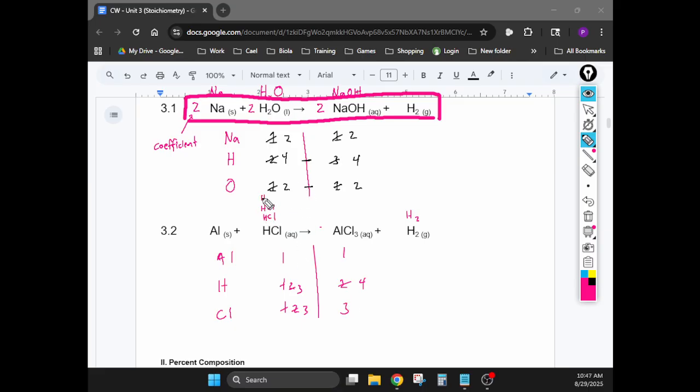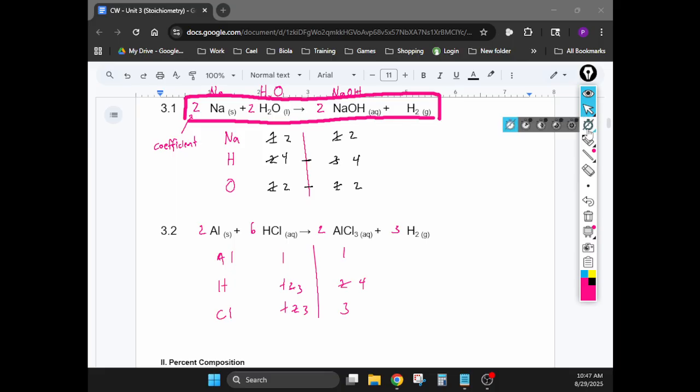Eventually, you're going to get to the point where you're going to need the coefficients that we talked about. You're going to need 6 of these. You're going to end up with 3, and then 2, and then 2. Okay, but that's kind of the way that you want to balance. You just want to keep adding the one that you have less of, and that'll get you to your coefficients.